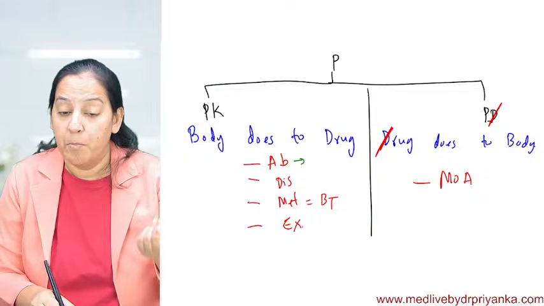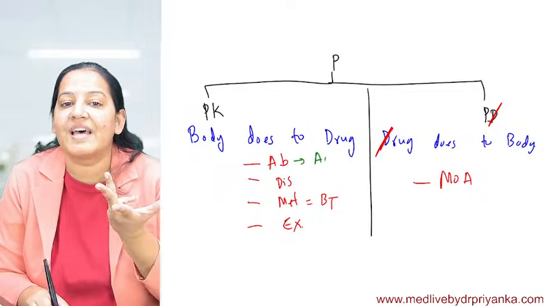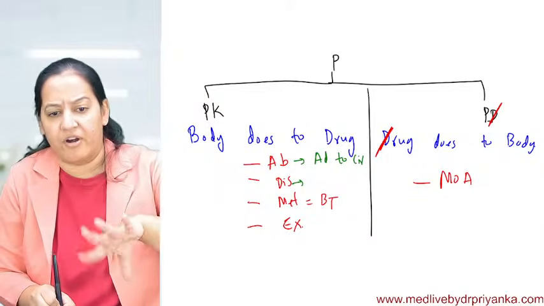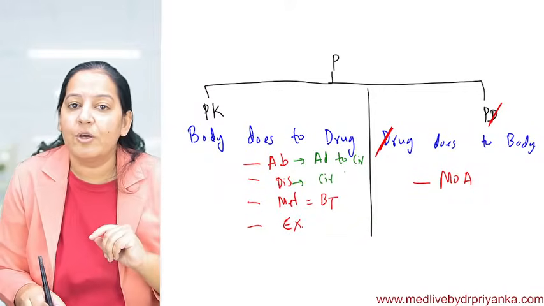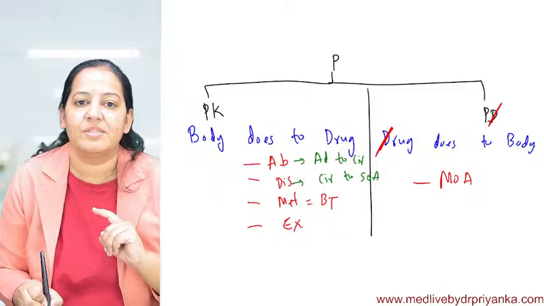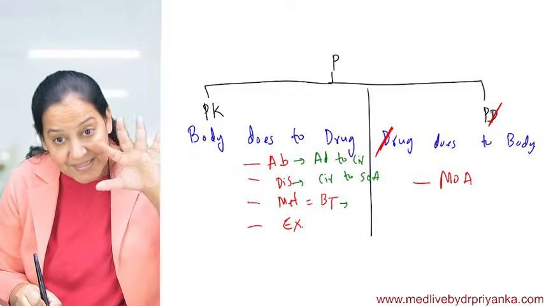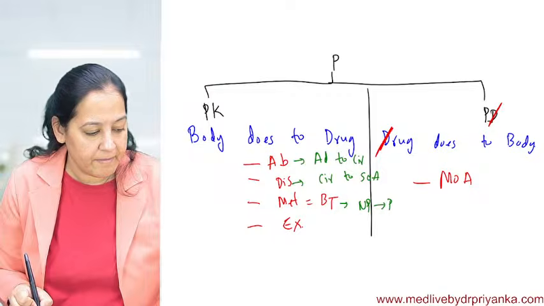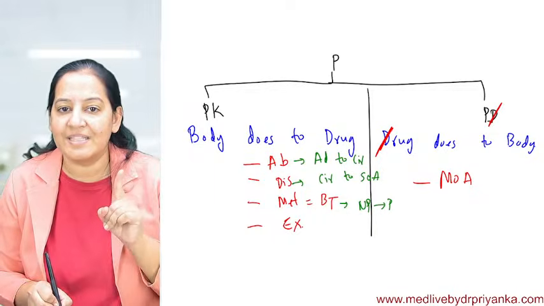What is absorption? Movement of drug from where to where? From the site of administration to the circulation. What is distribution? Again, movement of drug from where to where? From the circulation to the site of action. What is metabolism? It happens in the liver. The liver converts a non-polar drug to a polar drug, and this is known as metabolism.